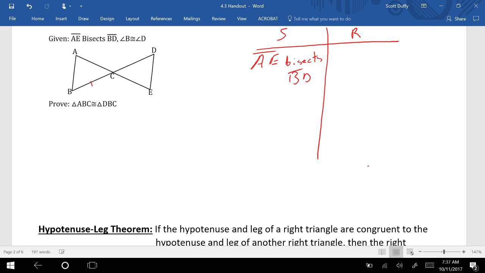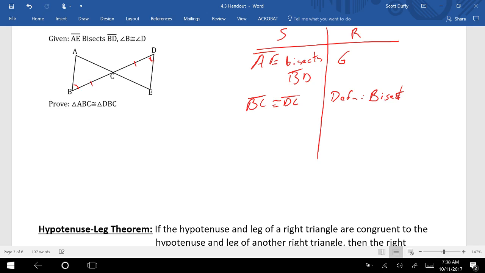So right away I'm going to draw these in. So this is given, and what we can conclude is that BC is congruent to DC, and that's because of the definition of bisect. We're also given that angle B is equal to angle D. This angle and this angle are equal. What we want to prove is that triangle ABC equals triangle DBC.